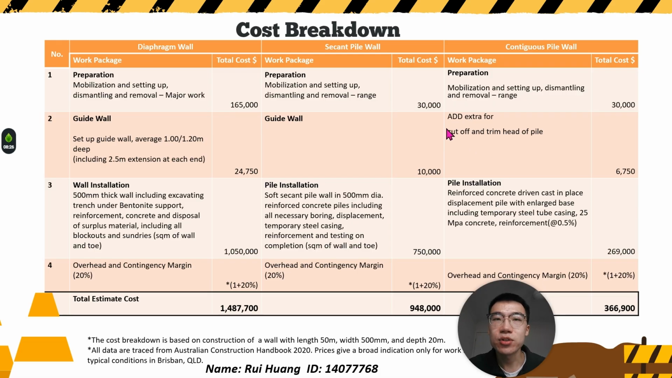Next is the secant pile wall. We can see the preparation cost is estimated at $30,000. The guide wall construction adds another $10,000. For pile installation, this includes reinforced concrete pile in soft soil with boring, casing, reinforcement, and testing. So the total is $750,000. Again, a 20% contingency margin is applied. The total estimate cost for the secant pile wall is $948,000.